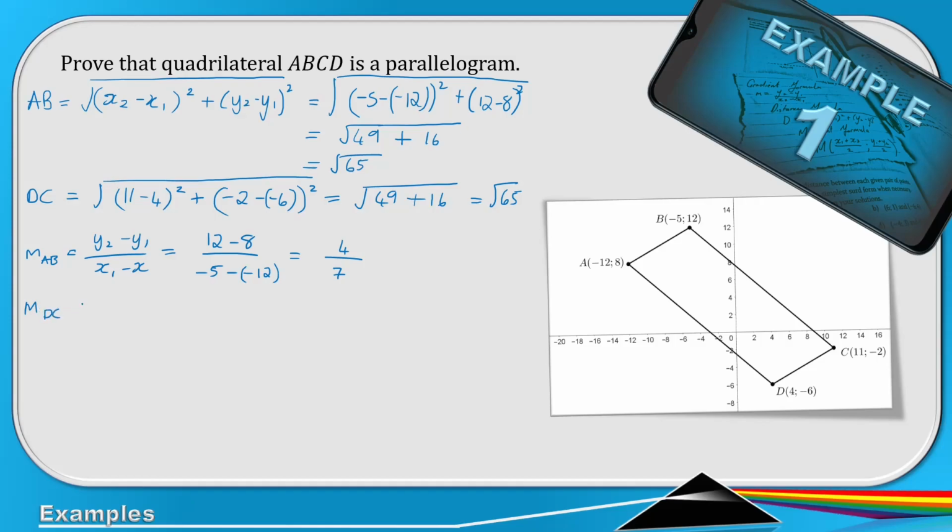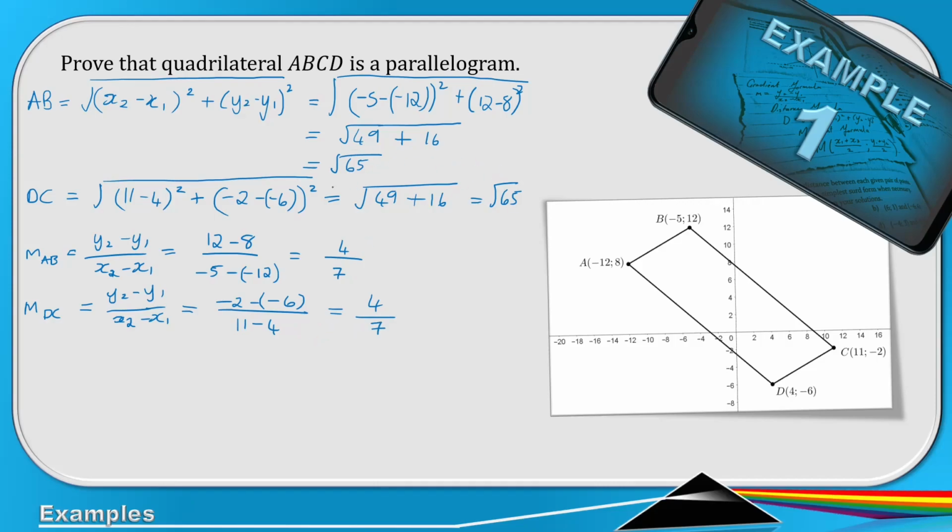Okay, and then for the gradient of DC, we have change of y over change of x. Ooh, this was wrong. This is y2 minus y1. At least our substitution was done correctly, so that was just the formula. Okay, and then we substitute. Now, DC, so minus 2 minus negative 6, the y values. And then 11 minus 4. Okay. So minus 2 plus 6 gives us positive 4, and 11 minus 4 is 7.